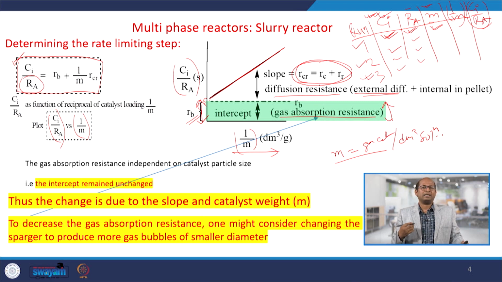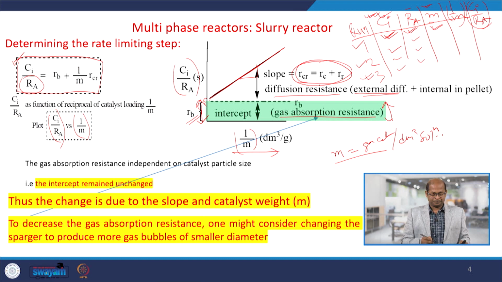If the gas absorption resistance is high, how can we lower it? Once the resistance is lower, more and more gaseous component will be absorbed in the liquid, and more and more gaseous component will take part in the reaction. Similarly, if you are able to decrease the external diffusion resistance, the rate of mass transfer from the gas to the liquid and to the external surface of the catalyst would be very fast. And if the reactant molecules come very quickly inside the pores of the catalyst, then the reactions will take place easily.